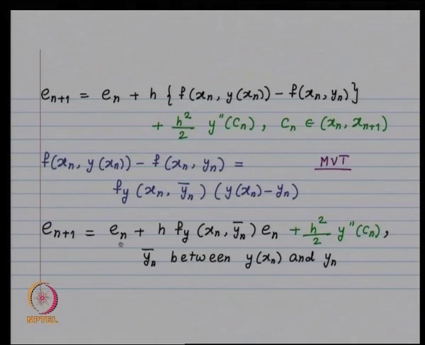So, you have E n plus 1 is equal to E n plus h times partial derivative of f with respect to y, plus h square by 2 y double dash c n. So, now we are going to impose certain conditions. We are going to assume that the partial derivative of f with respect to y is continuous, and then we will say that the maximum value of its modulus is less than or equal to some L, and for the second derivative of y, that is y double dash, we will assume that modulus of y double dash of x is less than or equal to capital Y. So, using these, we are going to try to find the total error.